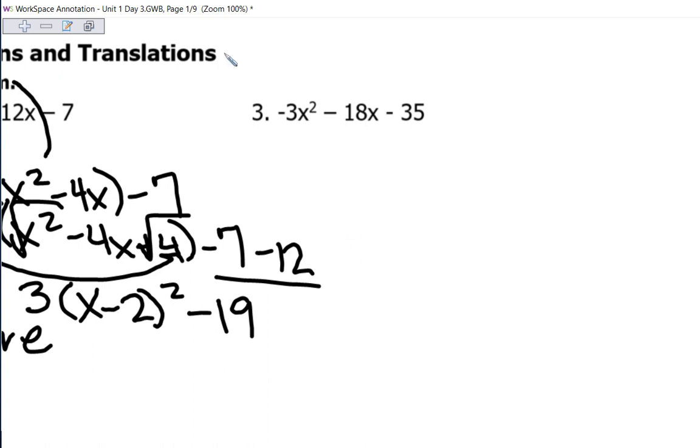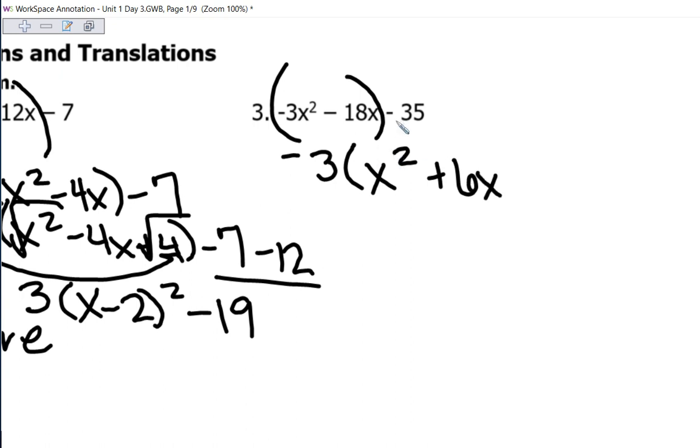And then the last one to complete the square is number 3. So again, when you're completing the square, just focus on the two terms that contain an x. And if it has a leading coefficient, what do we do with that leading coefficient? Factor it out. So the first step is factor out the negative 3. And what would go in the parentheses? X squared plus 6x.